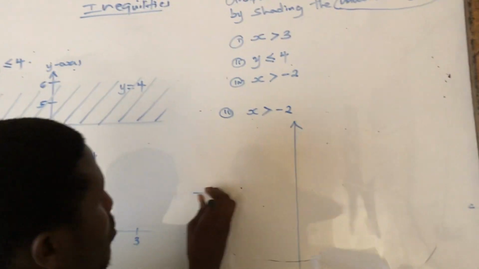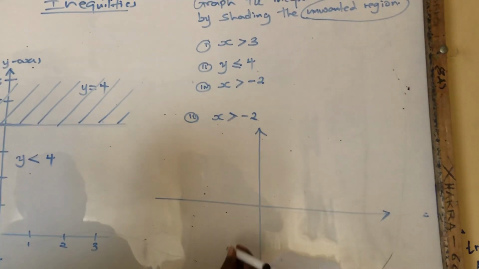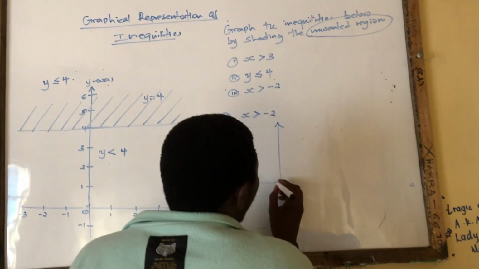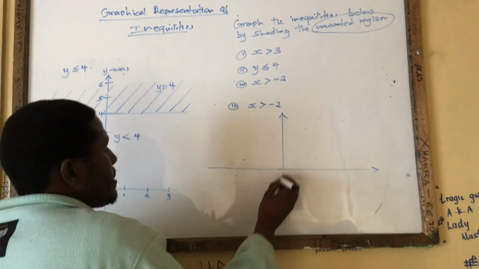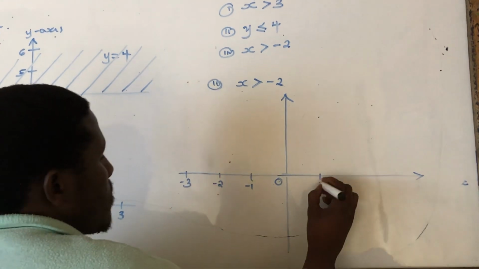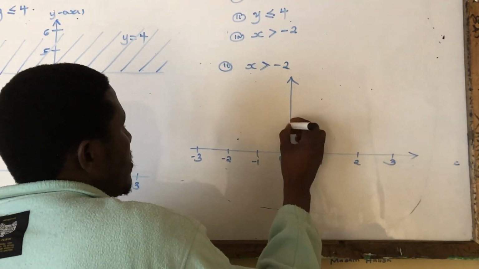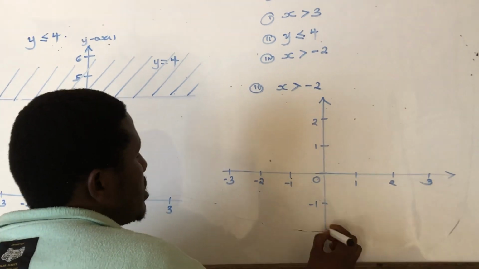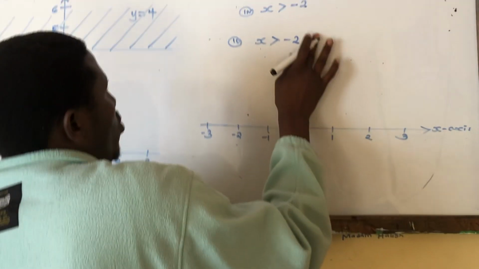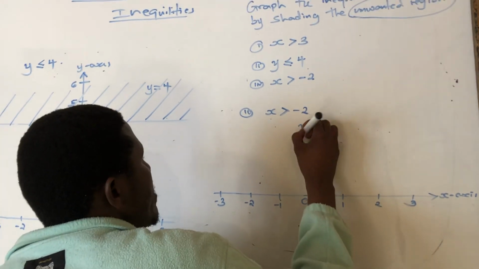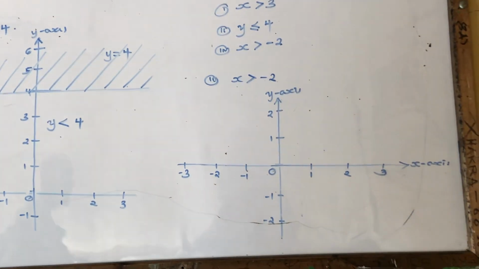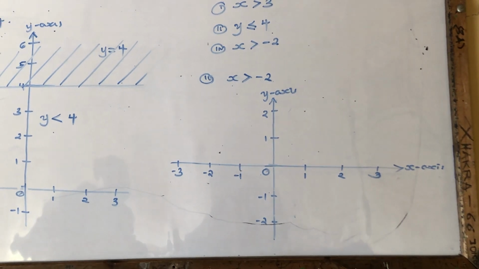We will again come up with our y-axis and the x-axis in this manner: 0, -1, -2, -3, 1, 2, 3. This is our x-axis, and this is our y-axis. We want to graph the inequality x is greater than -2.